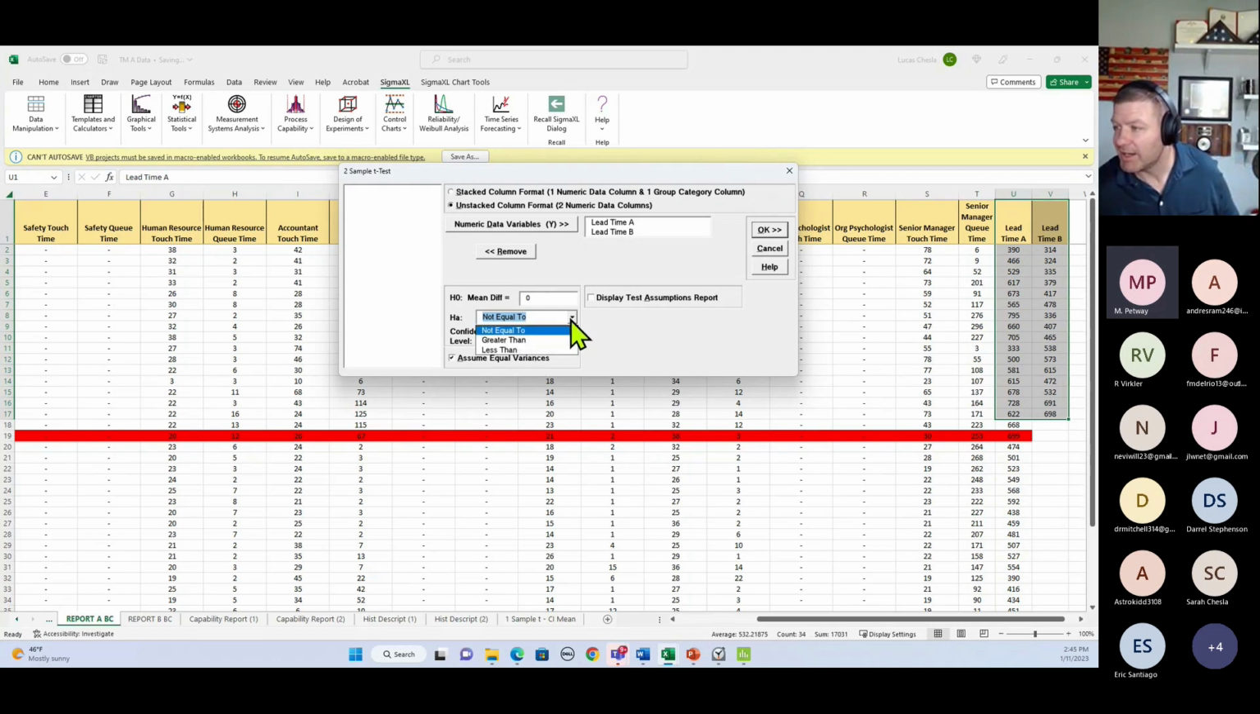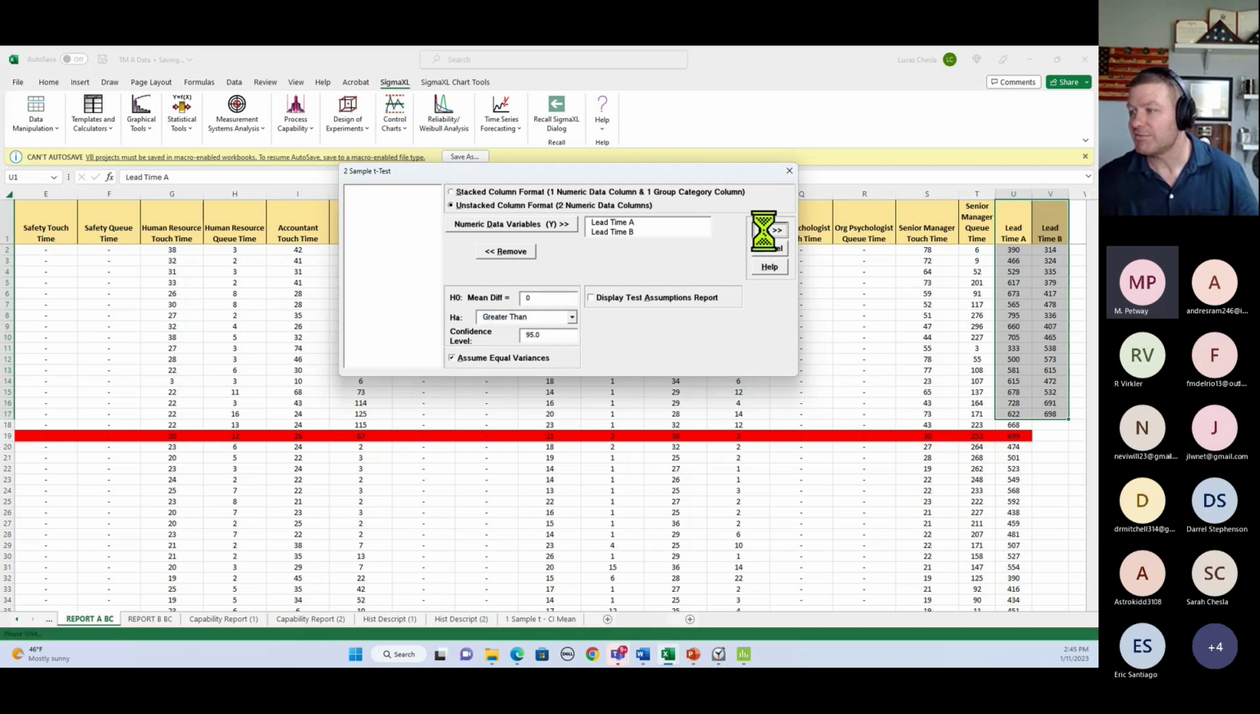What if I ask, is lead time for A greater than team B? 1 or 2 tail? 1 tail. All 5% of the rejection region is on one side. So let's ask that, because team A is actually higher. Let's see if it's significantly higher, or if the difference between the two is just noise, random chance, sampling error, whatever, with no statistical significance.